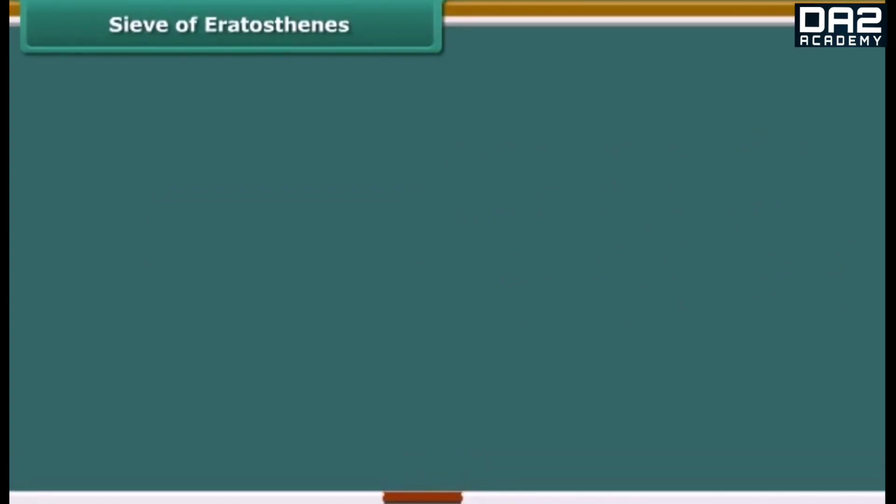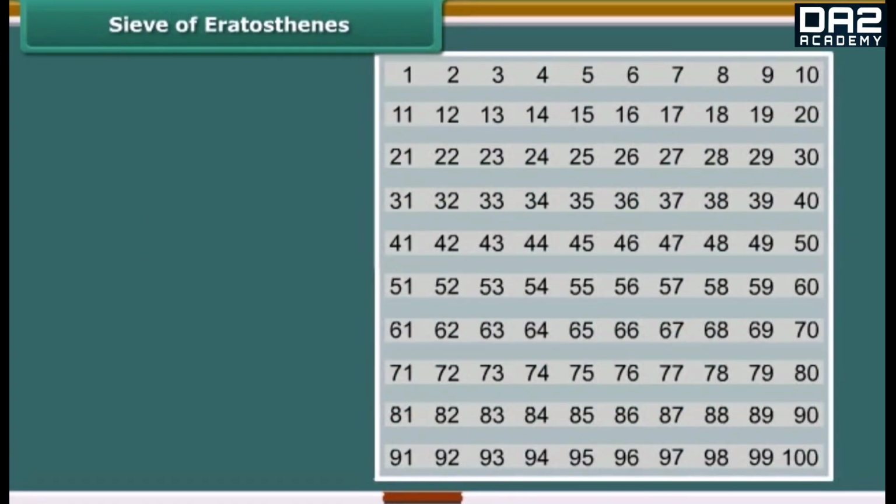Let us find all the prime numbers from 1 to 100 using a method given by a Greek mathematician called Eratosthenes. List all numbers from 1 to 100. Cross out 1 as it is not a prime number. Encircle 2. Cross out all the multiples of 2 other than 2 itself.